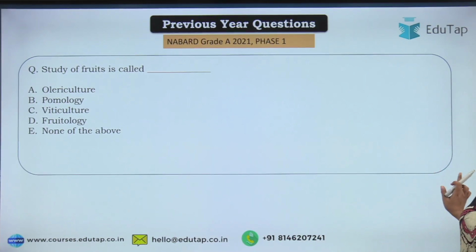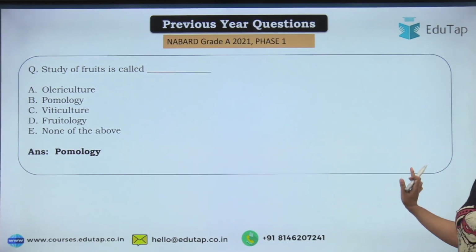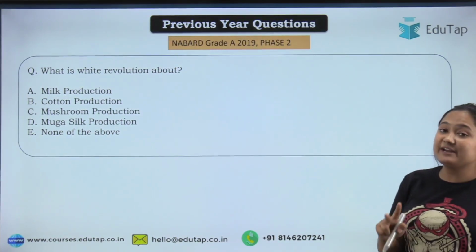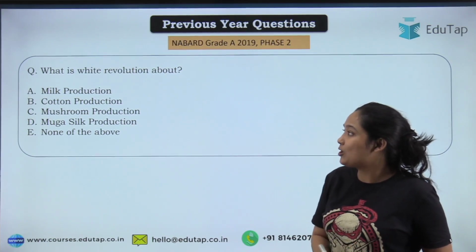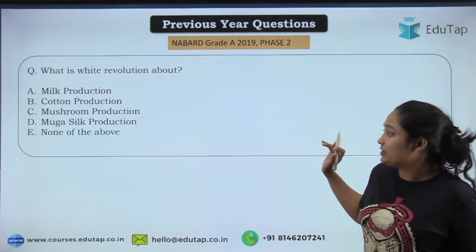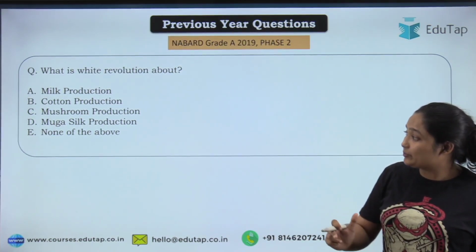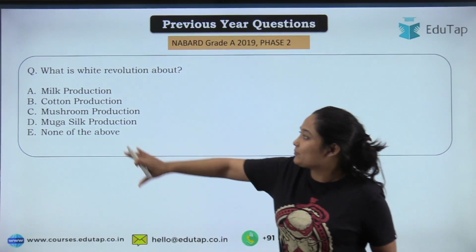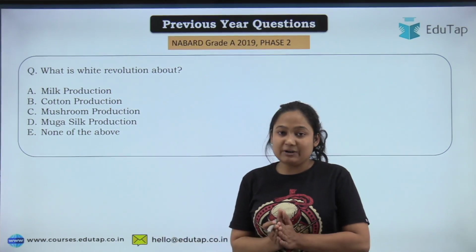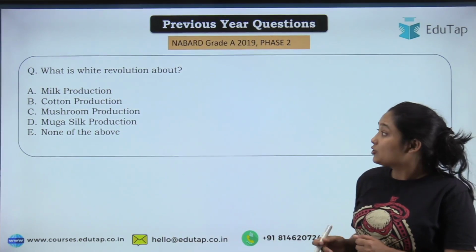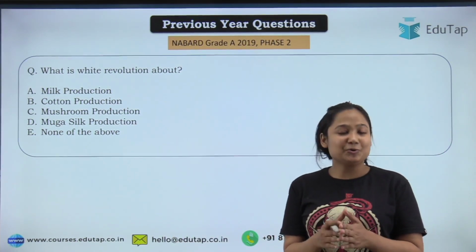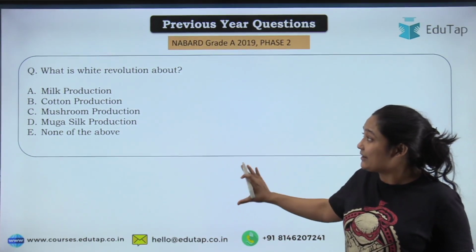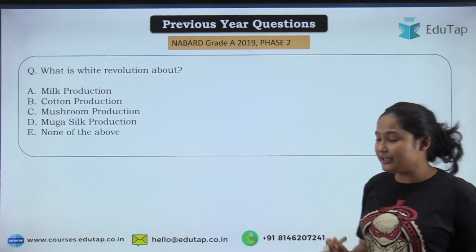Now we will cover the next previous year question that appeared in your NABARD examination in 2019 in phase 2. And the question was, what is white revolution about? Milk production, cotton production, mushroom, muga silk, or none of the above. See, all these products are white and you have to tell what the white revolution is. So you might not know the answer. Don't worry. We will cover this particular topic. We will cover all the revolutions that are very important for your examination.